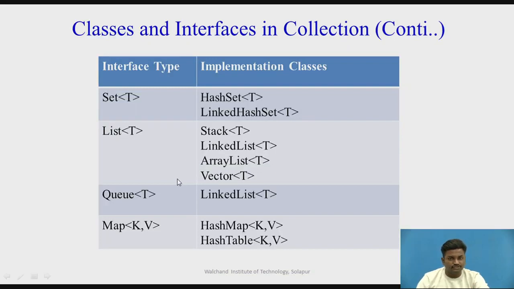So this is a table which shows these are the interfaces and these are the implementation classes. There are 4 interfaces in Java collections: Set, List, Queue, and Map. In Set we have 2 classes, HashSet and LinkedHashSet. In List we have 4 classes: Stack, LinkedList, ArrayList, Vector. In Queue again we have LinkedList. In Map we have HashMap and Hashtable. We will see all these collections in this video series, don't worry about it. And it is very easy.